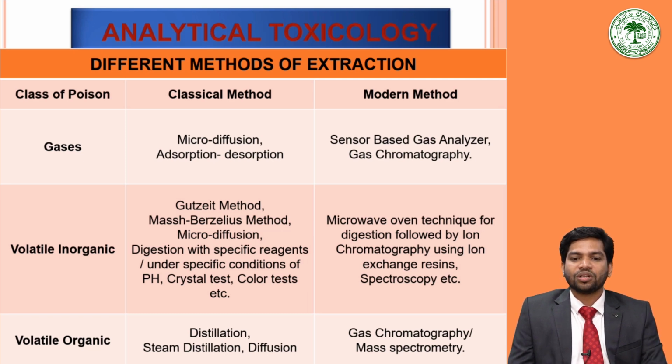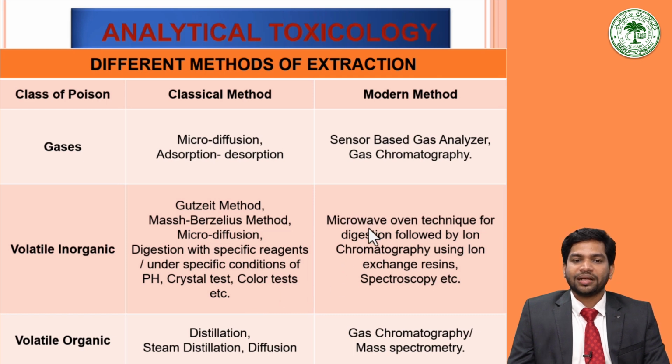So, you can see for the gaseous compounds, the classical methods are micro-diffusion, absorption or desorption. The modern method for gaseous compounds is the sensor-based gas analyzer, gas chromatography. For volatile inorganic compounds, there is the Gutzeit method, the Marsh-Berzelius method, micro-diffusion, digestion with specific reagents under specific conditions of pH, crystal test or color test that will decide what method has to be applied.